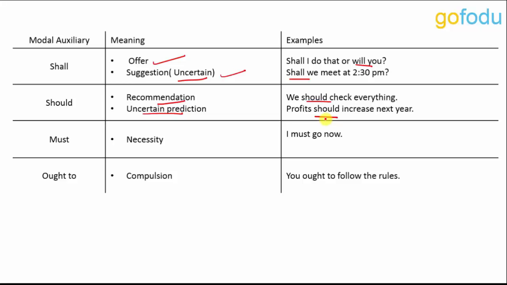But here it's uncertain, so profits should increase next year. Must is used when we have to specify some necessity. I must go now. That means mandatorily, specifically, have to. Ought to is used when there is a compulsion. When you tell something that this has to be done, it's compulsory. You ought to follow the rules.